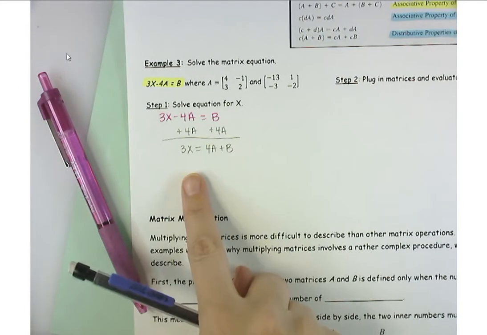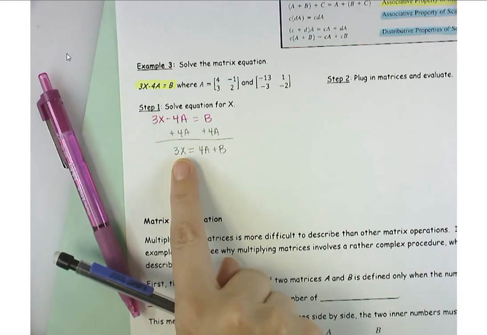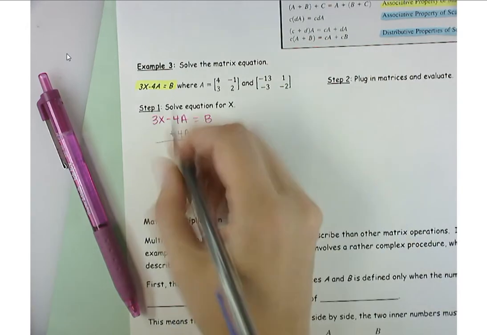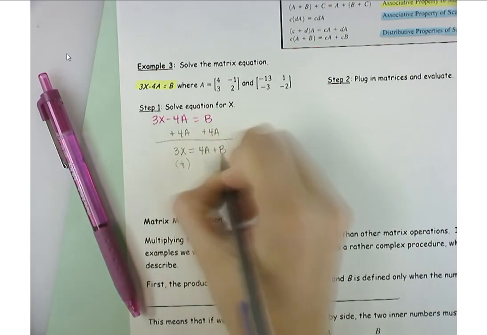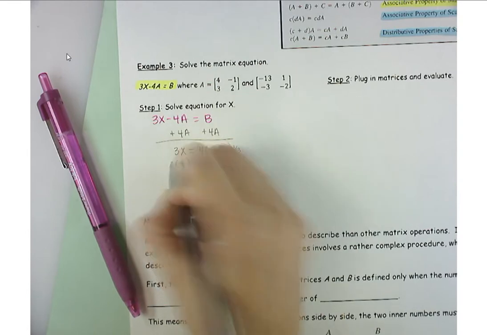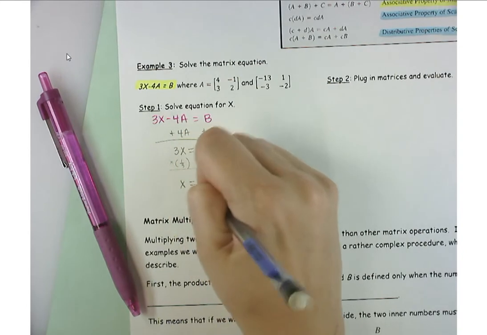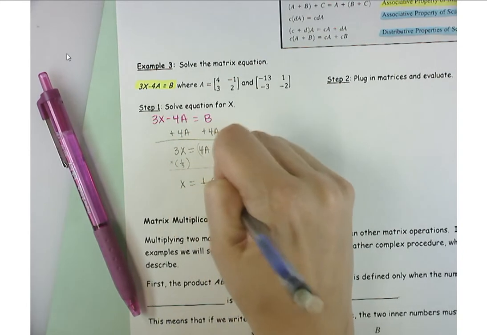Now, when we get to this step, we're probably thinking, oh, you divide by 3. So with matrix operations, we're going to multiply by 1/3. Okay, so we're going to multiply both sides by 1/3. Which will give you x is equal to, and then I'm just going to write this as 1/3 (4a plus b).